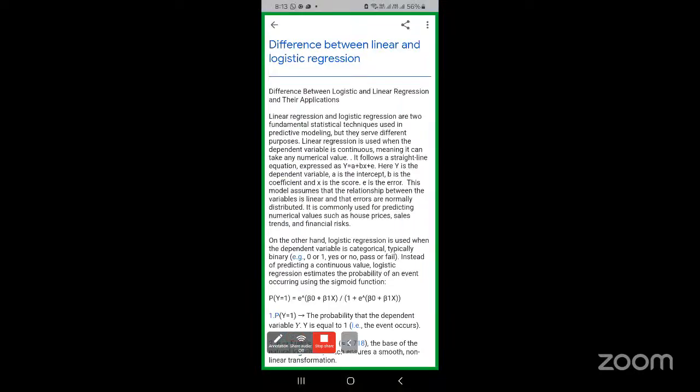So today we will learn about the difference between logistic and linear regression, and we will learn the applications of logistic regression also. Now, linear regression and logistic regression are two fundamental statistical techniques.